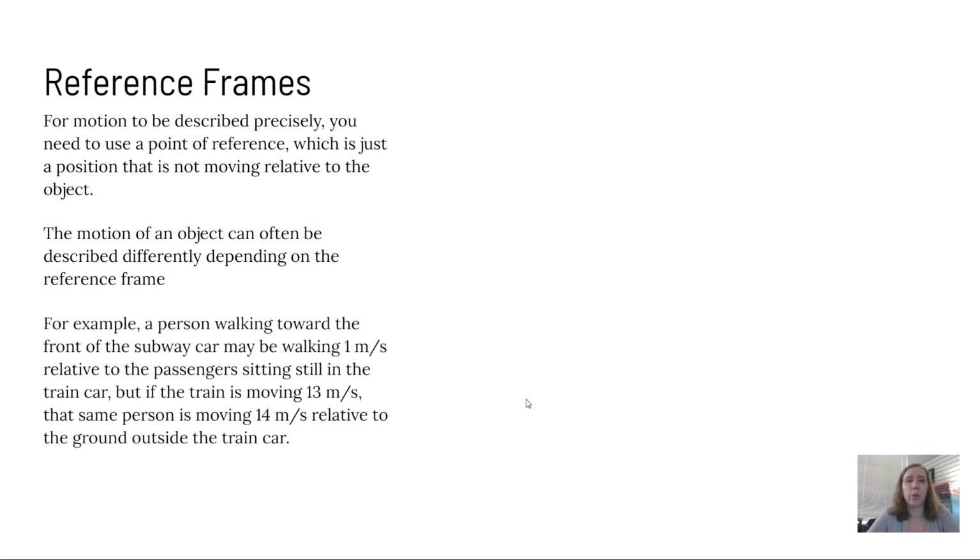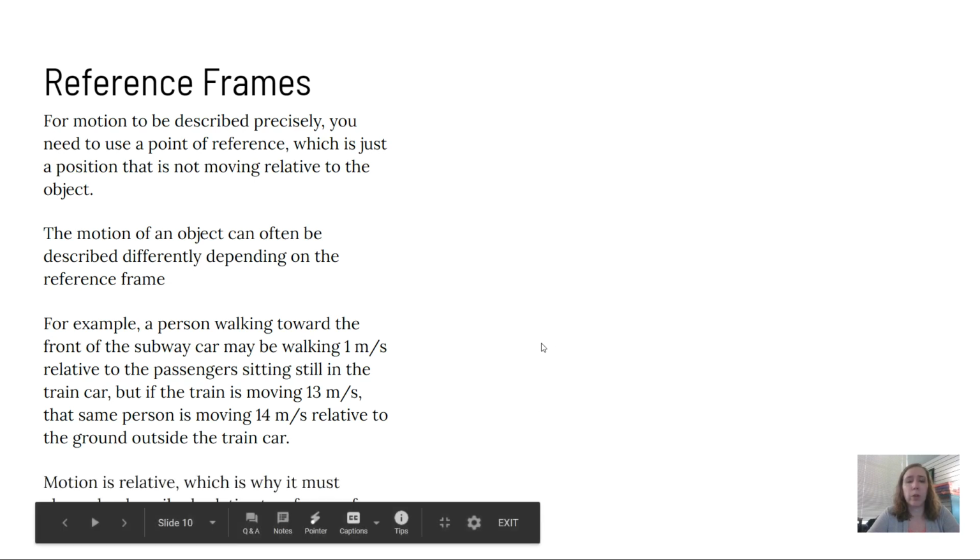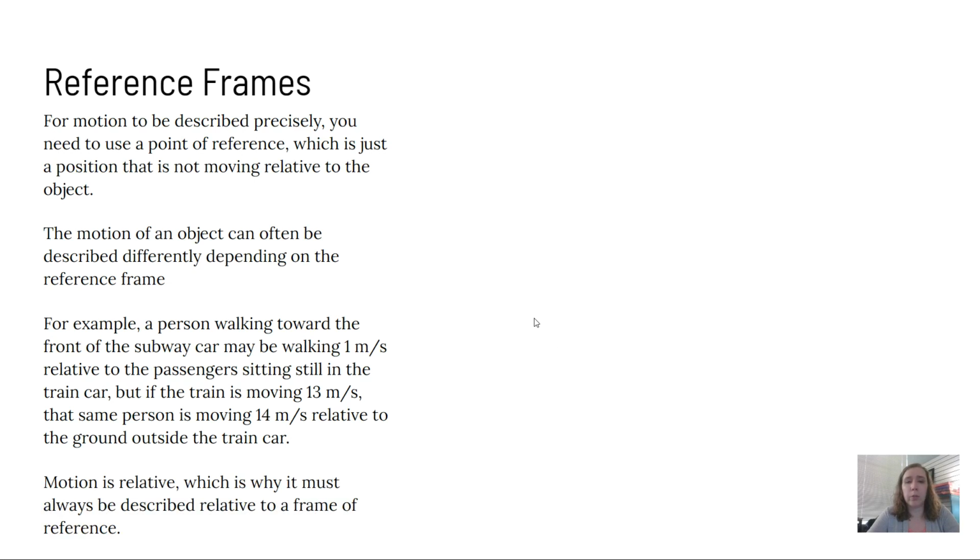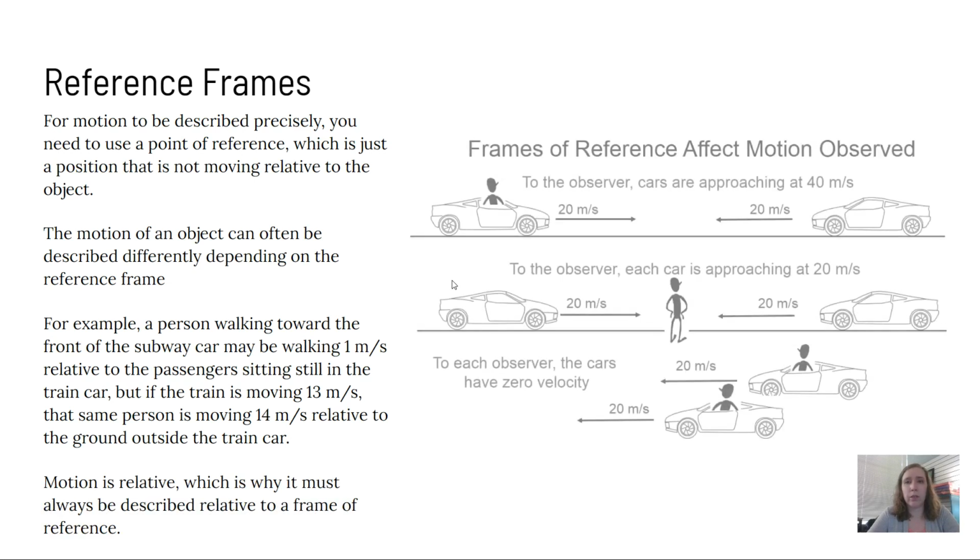For example, a person walking toward the front of the subway car may be walking 1 meter per second relative to the passengers sitting still in the train car. But if the train is moving 13 meters per second, that same person is actually moving 14 meters per second relative to the ground outside the train car. Motion is relative, which is why it must always be described relative to a frame of reference.